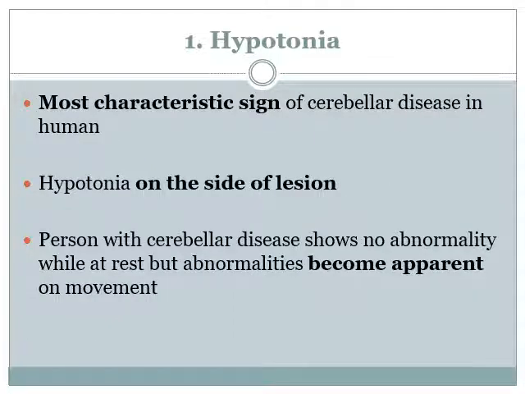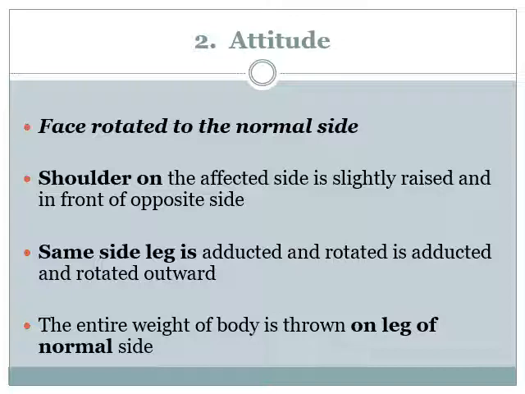First, hypotonia: this is the most characteristic lesion, and usually hypotonia is on the side of the lesion. A person with cerebellar disease shows no abnormality while at rest, but abnormalities appear as soon as he performs certain types of movement. Now, attitude: by looking at the patient, he would not look normal, because the face is rotated to the normal side and the shoulder on the affected side is slightly raised, and on the opposite side lowered. Cutting it short, the person is not able to maintain his posture.